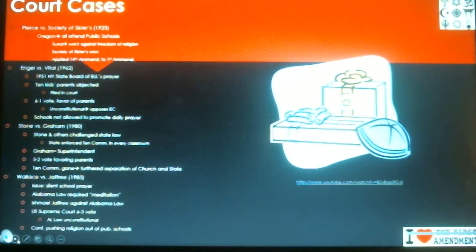Originally, the Southern Alabama court allowed the practice and favored the defendants. However, the U.S. Supreme Court ruled 6-3 that the Alabama law was unconstitutional. Once again, this pushes religion even further out of public schools.